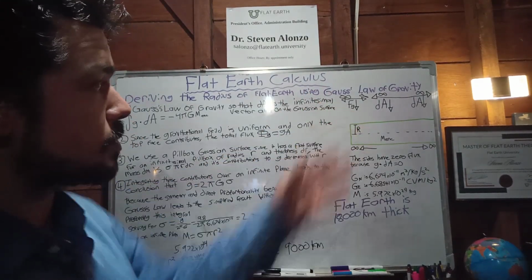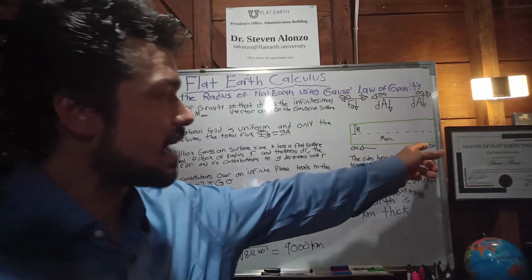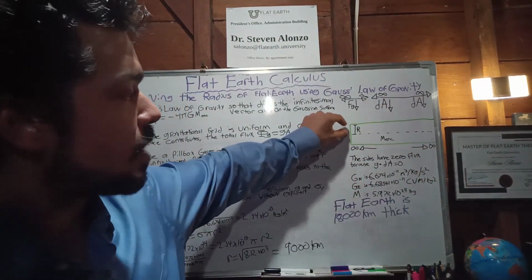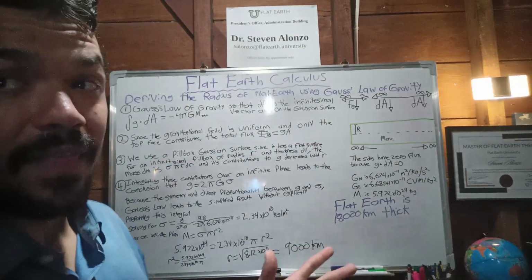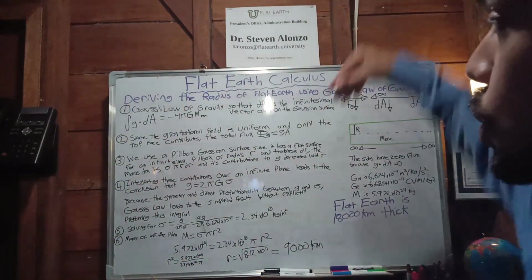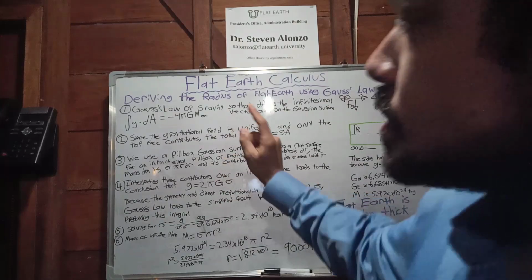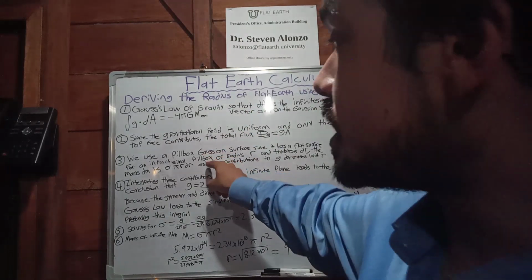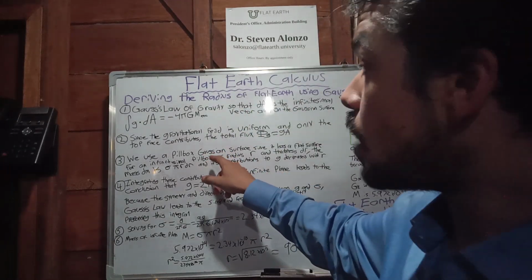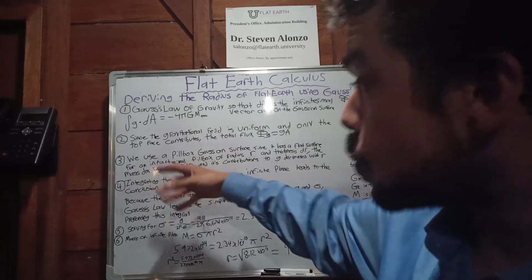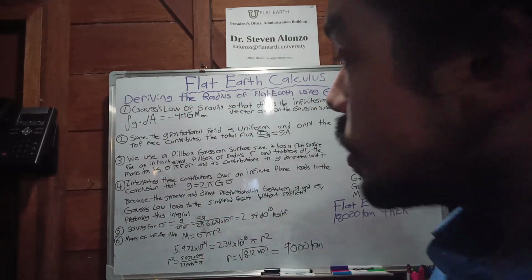So right up here is what we're trying to represent. We have the infinite plane and we have that radius r. That's what we can determine. Essentially what we got is a uniform gravitational field. We're going to use a pillbox Gaussian surface. Now the reason why we do that is the formula is well known. So you can't really argue about this.